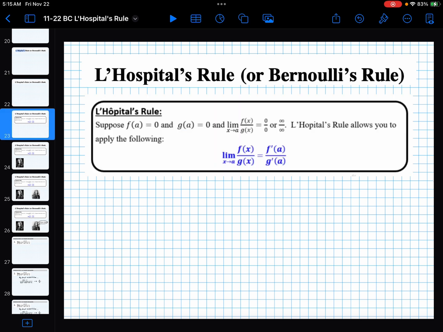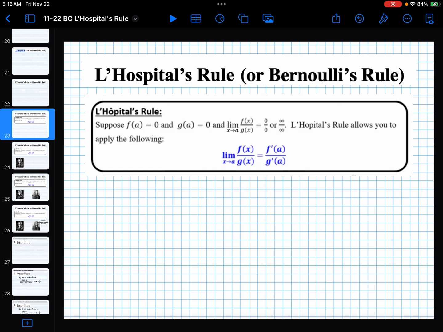L'Hopital's rule. And here's the rule. Right? If you have a limit of a function over another function, limit of f of x over g of x, as x is approaching some number, a, and when you do the substitution, you wind up with an indeterminate form. You get 0 over 0 or infinity over infinity. Then L'Hopital's rule says instead of doing the limit of f of x over g of x, you can take the derivative of the numerator and make that your new numerator, and the derivative of the denominator and make that your new denominator, and then substitute in the x value that you're approaching.